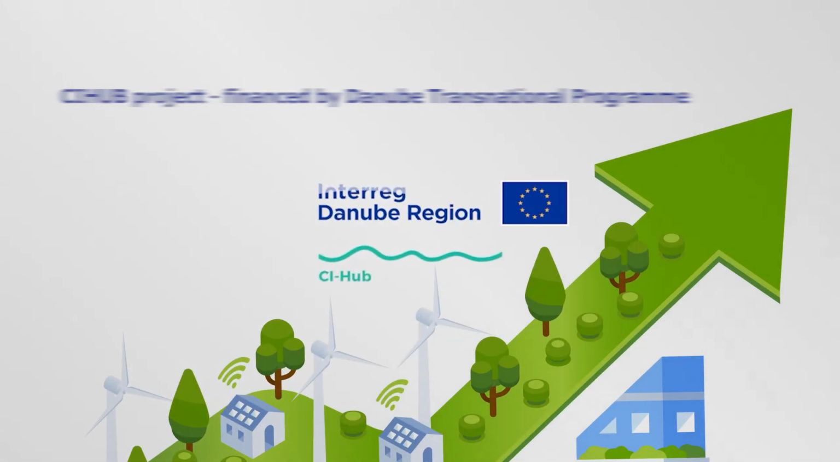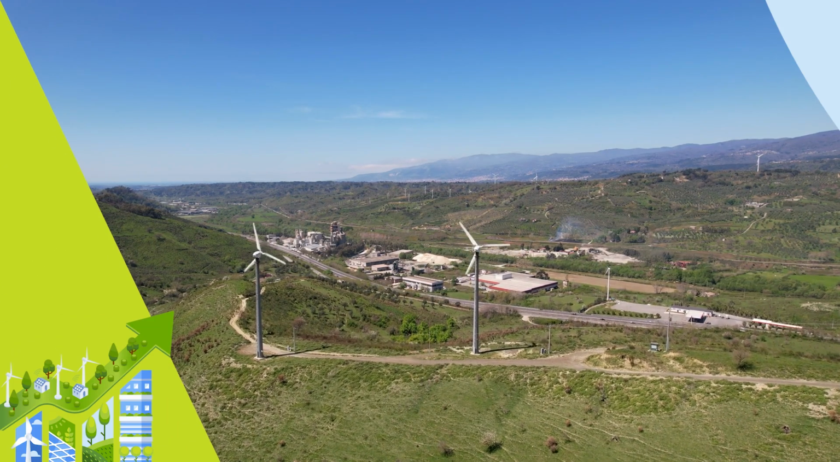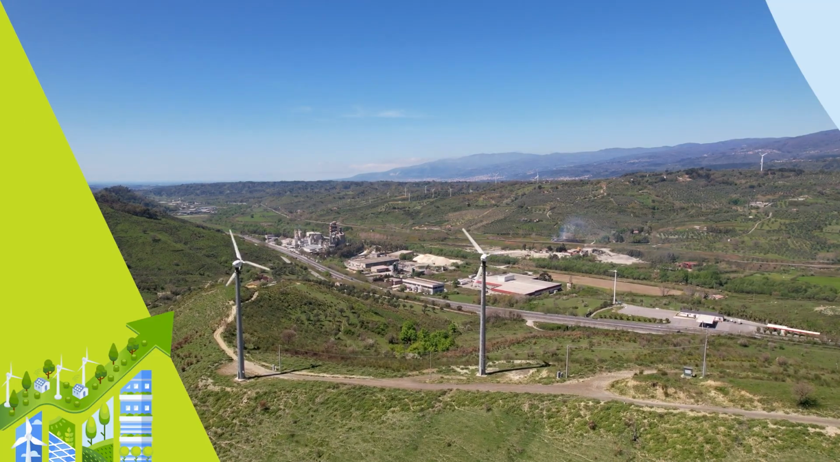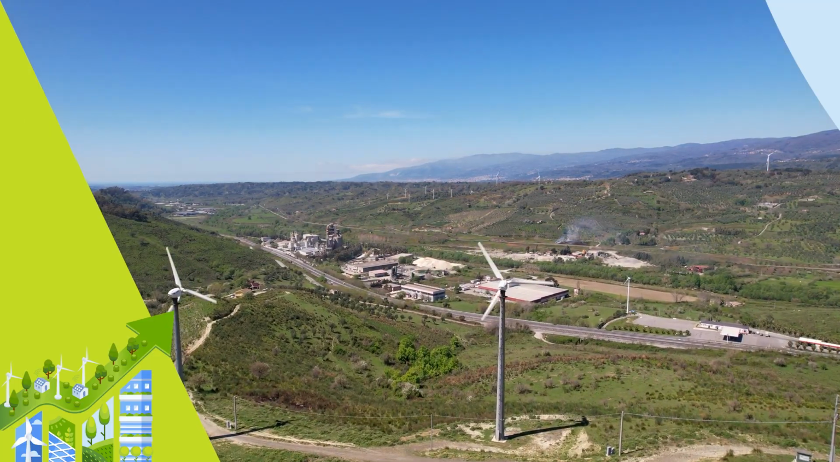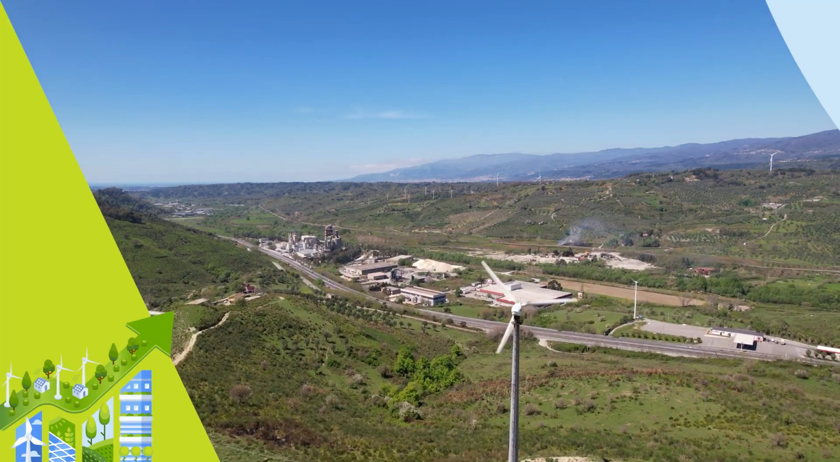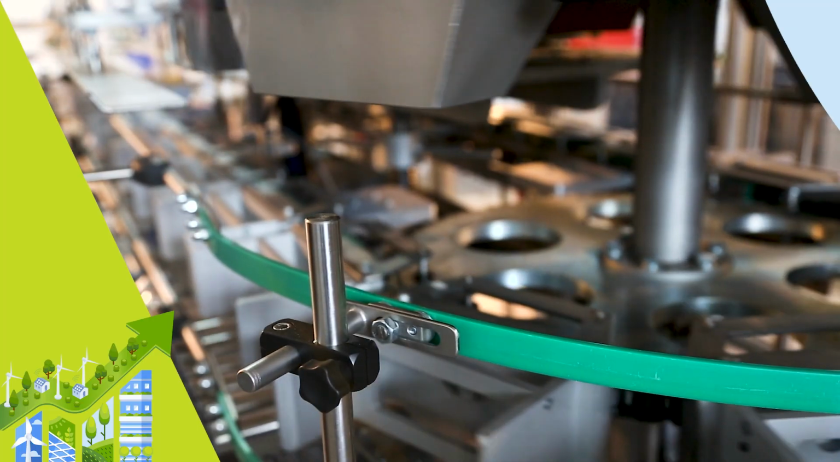Welcome to this video tutorial on testing and applying the user acceptance model in the CI Hub project. This tutorial will guide you through key steps in implementing the user acceptance model to support small and middle-sized enterprises in their digital and sustainable transformation. The CI Hub project focuses on enhancing digital and sustainable business practices among small and middle-sized enterprises.